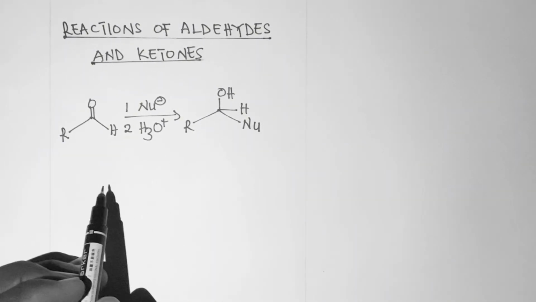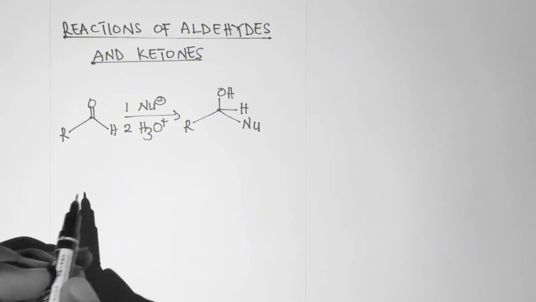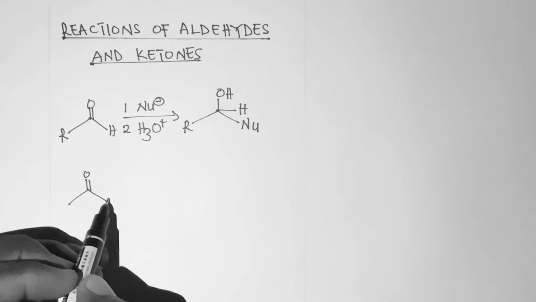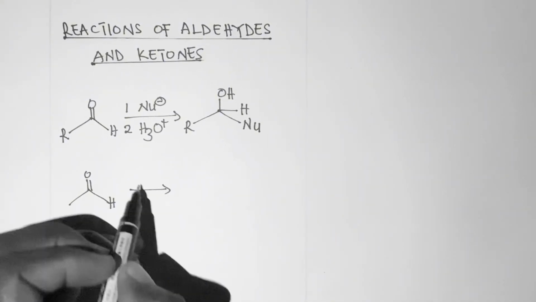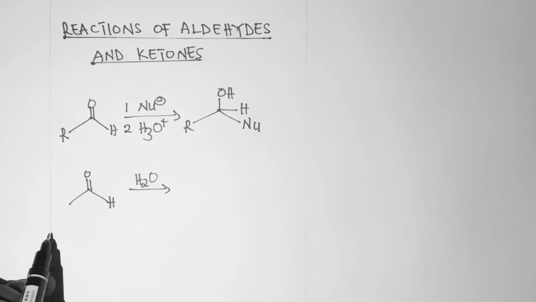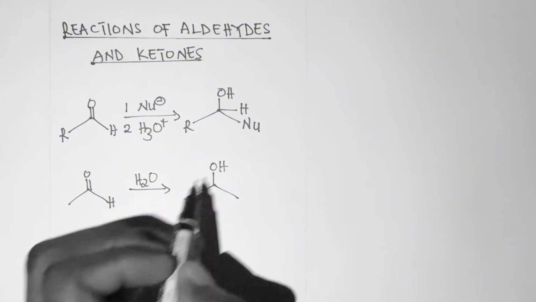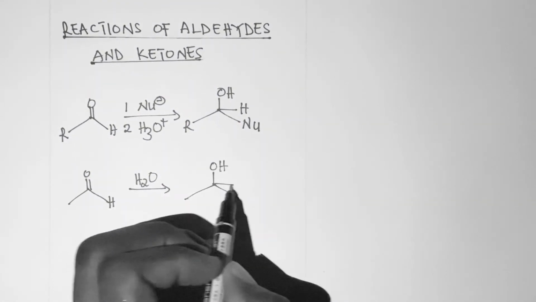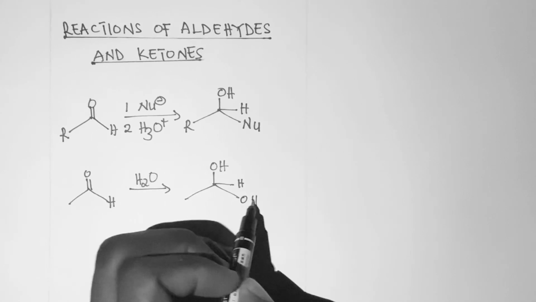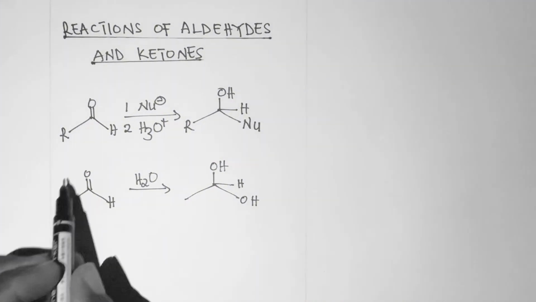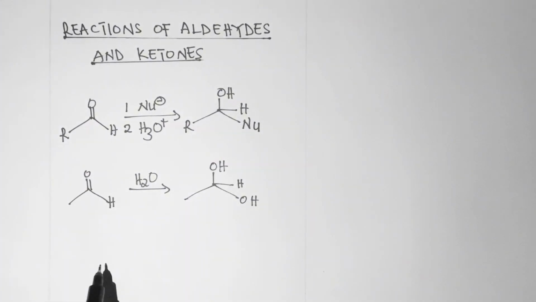So let's take a reaction and use it to demonstrate this. For example, let's assume that we have ethanol and then we add water to ethanol. The product we are going to get is this. We are going to get a geminal diol. So let us use a reaction mechanism to show how we move from this to this geminal diol.